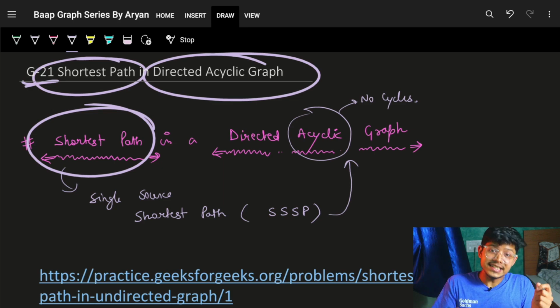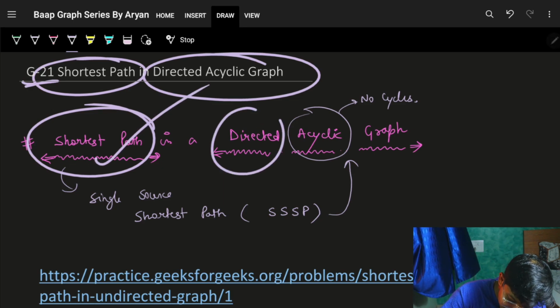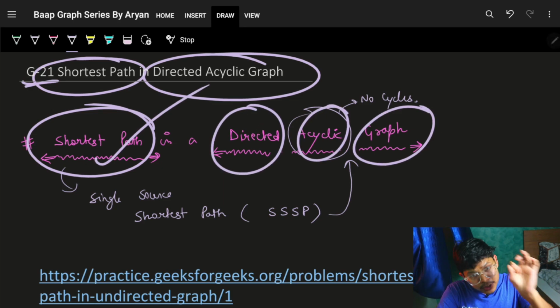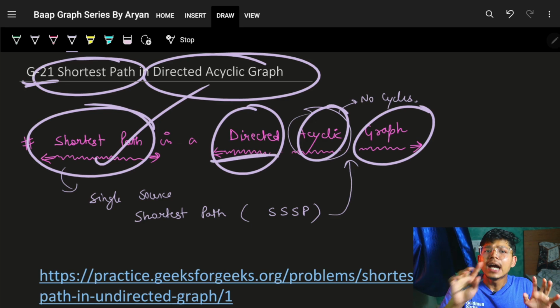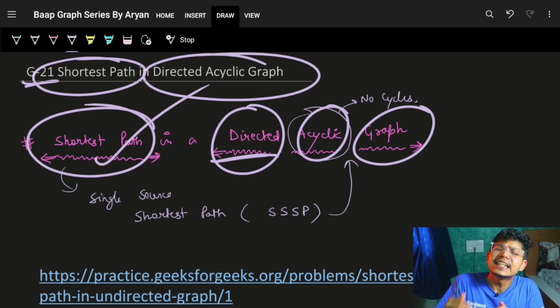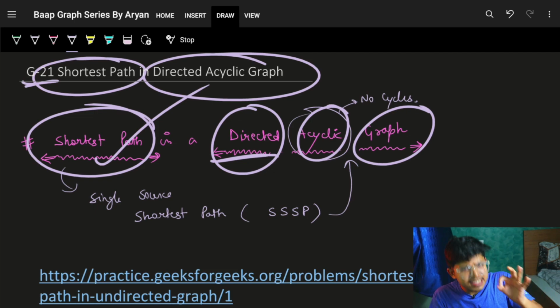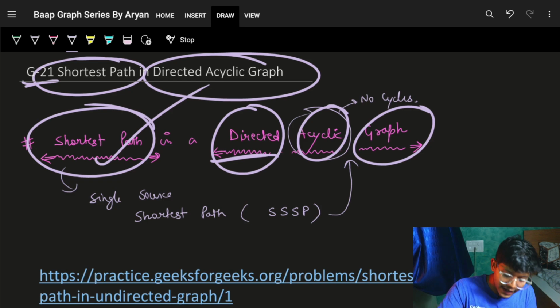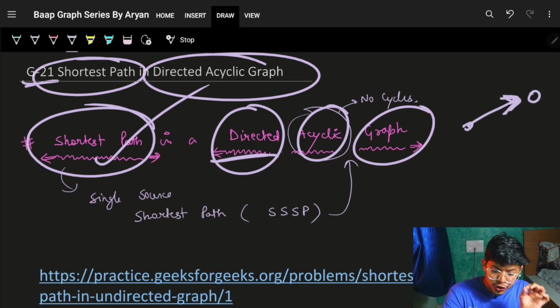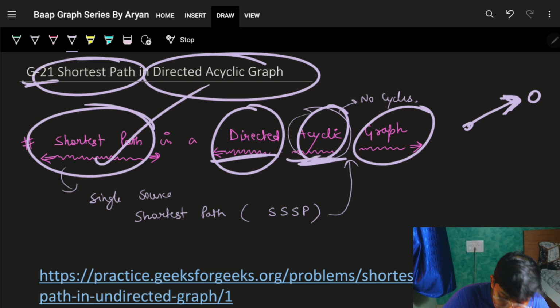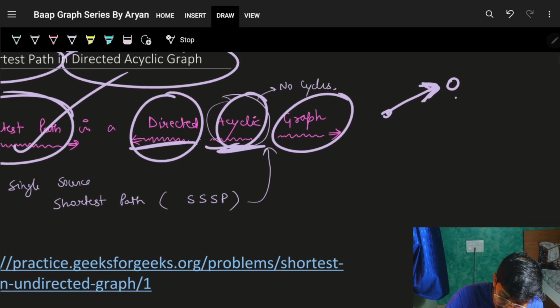Going back to what it says: shortest path in a directed acyclic graph. Now, directed means the graph should have directions. It should not be undirected, or if it is undirected, it can still have an answer, but in this video the graph should be directed, which means the directed edges should be there. Cool. It should be acyclic, which means there should be no cycle in the graph.